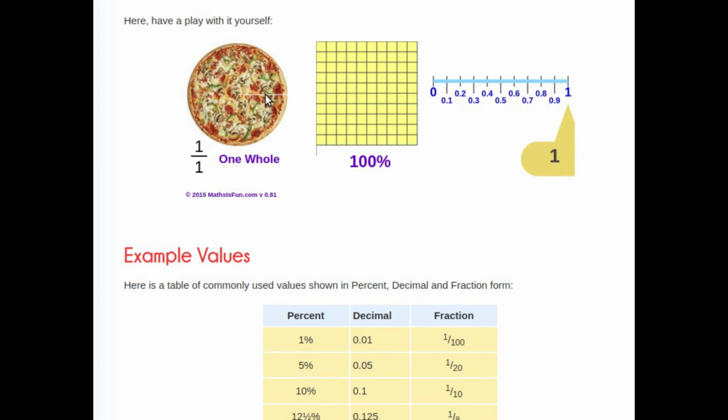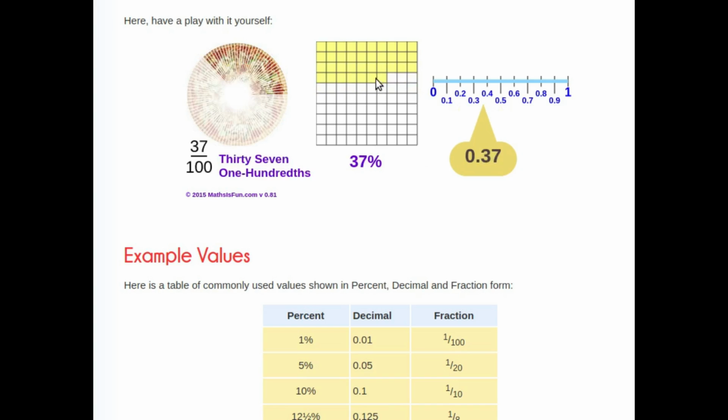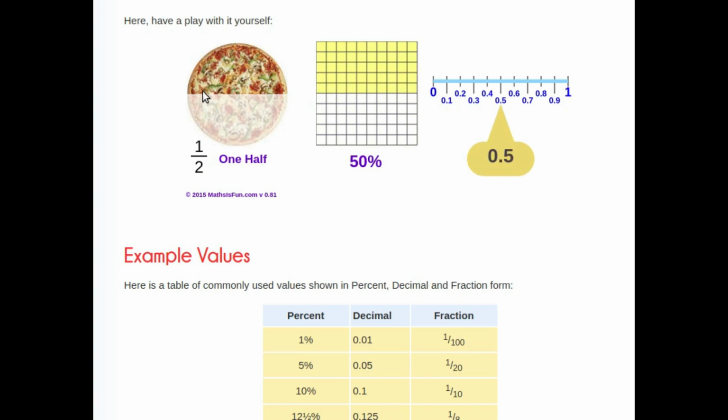So that is whole, 1 by 1, that is 1 as a decimal, and again as a percentage that is 100%, right? So if I change this to 1 by 2, that is half, so the percentage will become 50%, and as a decimal it is 0.5.